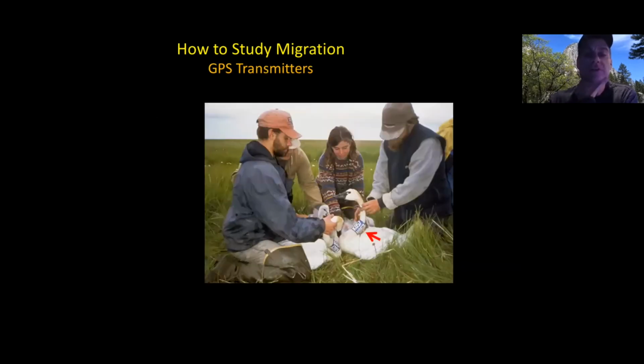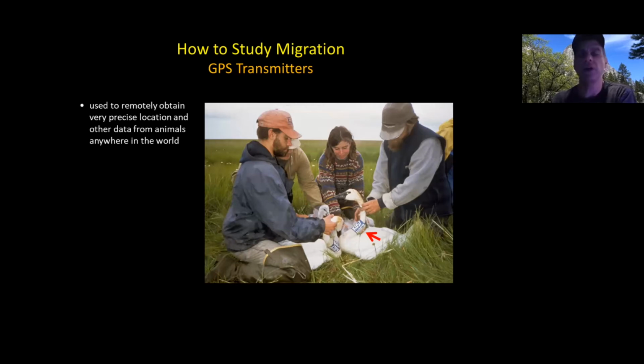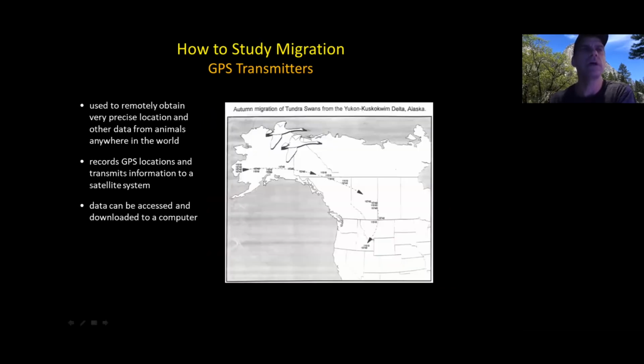A very good way to study migration is by using GPS transmitters. Here you can see one attached to a tundra swan. The GPS transmitters can be used to remotely obtain very precise locations and other data from animals anywhere in the world. These units record locations and then transmit that information to a satellite system. The data can then be accessed and downloaded to a computer and then mapped, as you can see here.